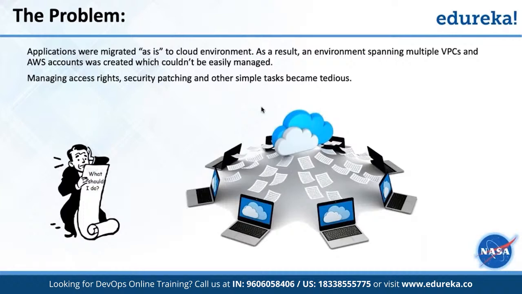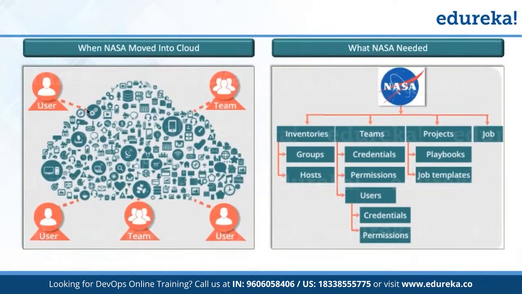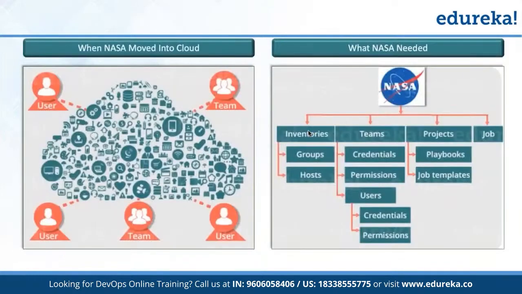NASA uses the AWS cloud, guys, with multiple VPCs. As you can see, when NASA moved into the cloud, they had these many problems. Things were scattered, with no agility, no process, no security. But they were aiming for a structured approach where everything is grouped properly, every credential is grouped properly, with a proper RBAC model, proper playbooks, proper templates. So how can these problems be solved, guys?